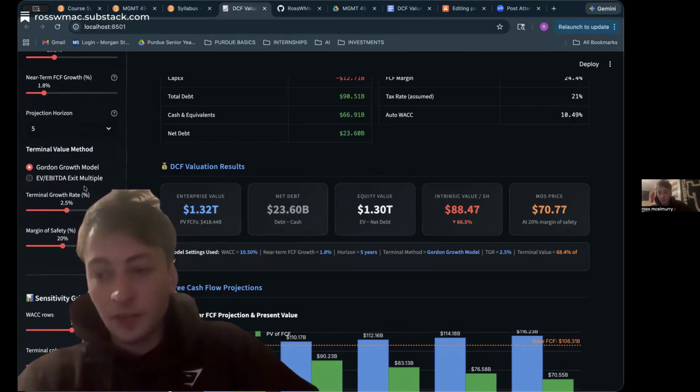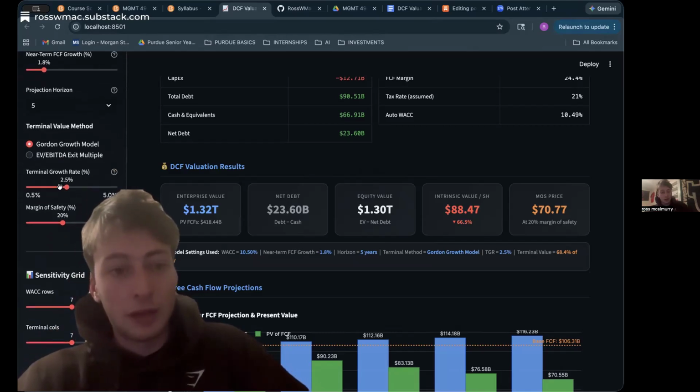So with the Gordon growth model, we're going to find terminal growth of 2.5% approximates long-run GDP. And this is going to be the ceiling for any mature company in perpetuity, which is why we have it right here.